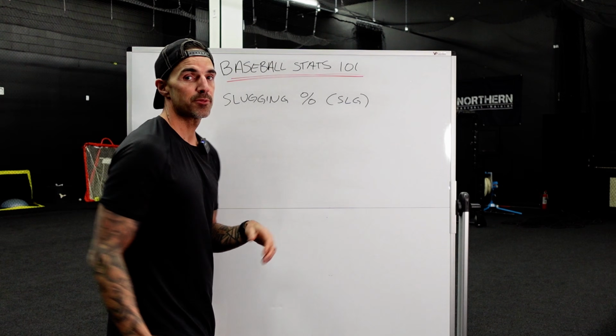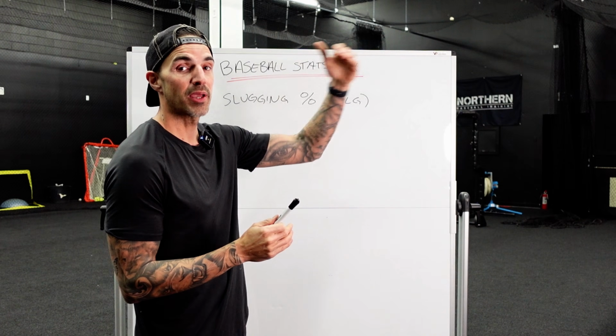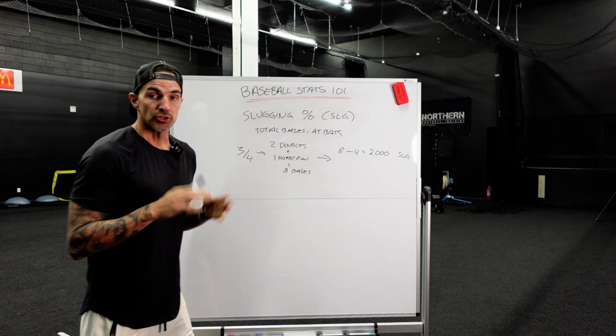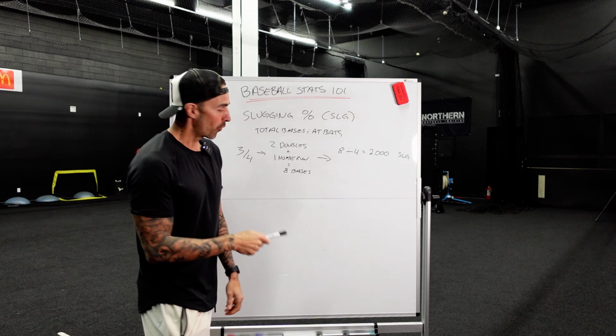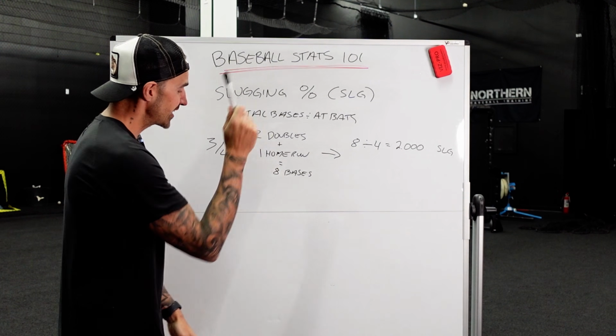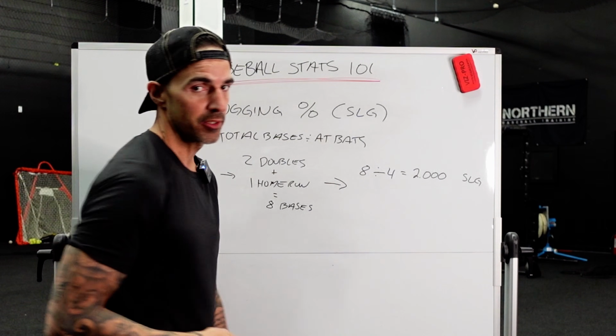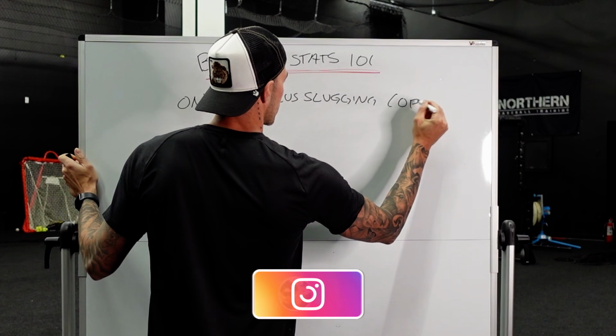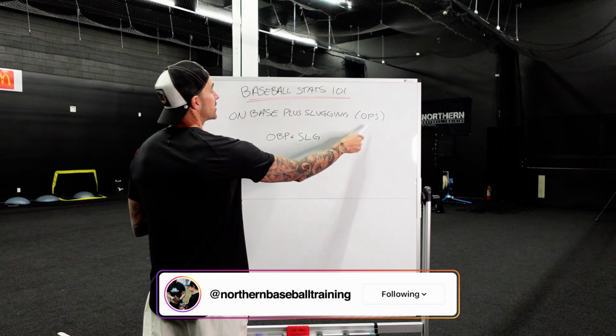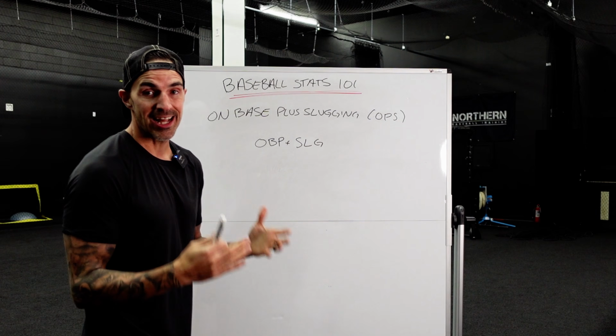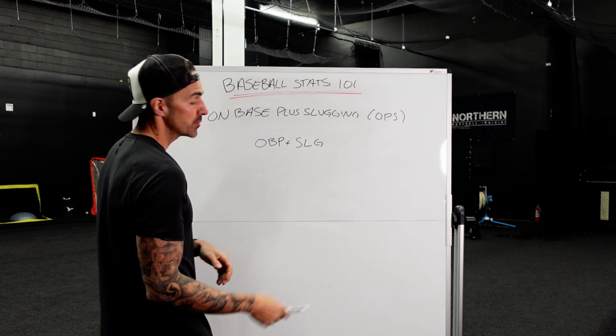Now slugging percentage measures power by calculating the total bases per at bat. So for example, if a player goes 3 for 4 with 2 doubles and 1 home run, that's 8 total bases. 8 total bases divided by 4 at-bats gives you a 2.000 slugging percentage. Now your OPS, or your on-base plus slugging, is exactly what it sounds like, your on-base percentage plus your slugging percentage.